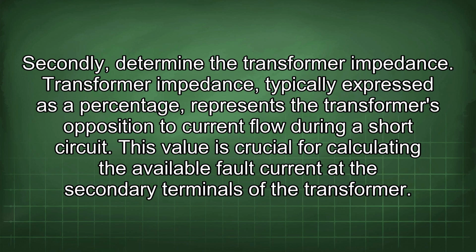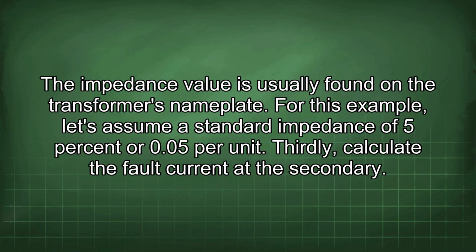Secondly, determine the transformer impedance. Transformer impedance, typically expressed as a percentage, represents the transformer's opposition to current flow during a short circuit. This value is crucial for calculating the available fault current at the secondary terminals of the transformer. The impedance value is usually found on the transformer's nameplate. For this example, let's assume a standard impedance of 5% or 0.05 per unit.